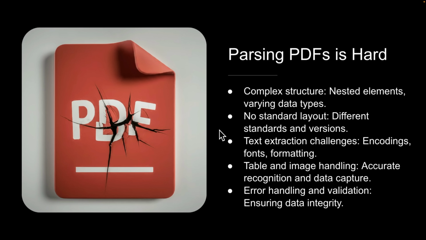PDFs usually have complex structure. There are nested elements of different data types. There is absolutely no standard layout, which becomes very cumbersome when extracting data from PDFs. There are added challenges because of different encodings, different fonts, and formatting. Tables and images can add to this headache.